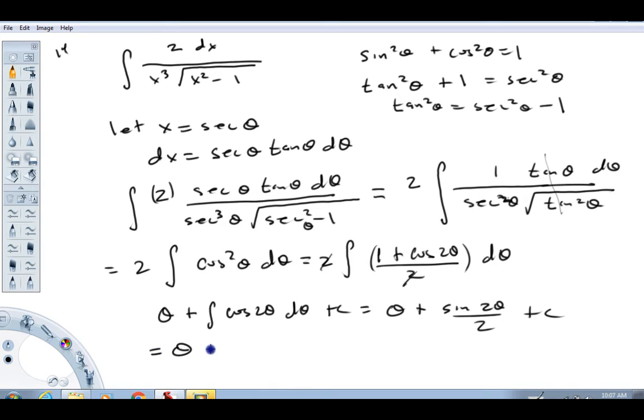equals theta plus, now sine of 2 theta can be rewritten as 2 sine theta cosine theta. Again, that's over 2, plus a constant. The 2's cancel. So what we end up with is theta plus, and I'm going to shorthand this, sine theta cosine theta plus a constant. Now, we've got to get this back in terms of x.